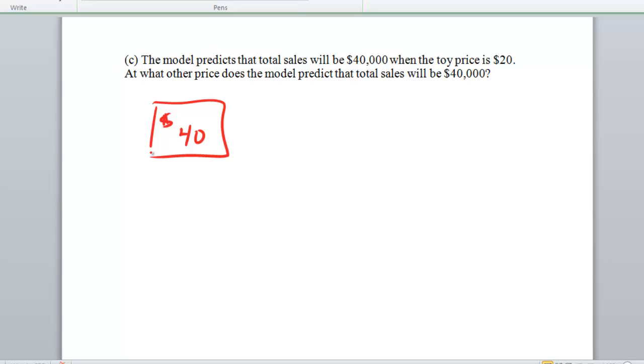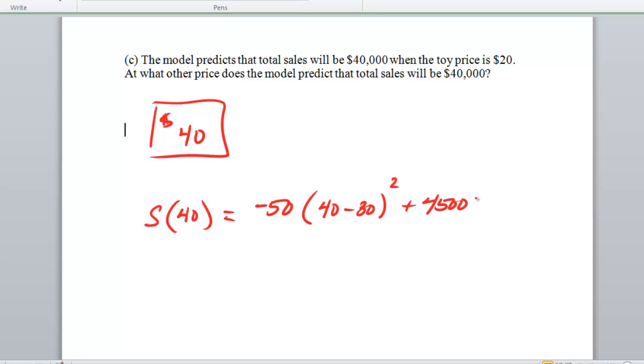Now we can verify that by evaluating at $40. And so if we plug this in either to our original or our new function in vertex form, we can see that that's going to equal 40,000. So this just verifies what we could see graphically. Alright, so now you can see some word problems, how they can use completing the square to help us solve that as well.